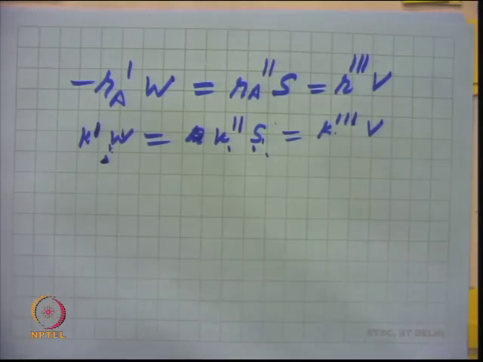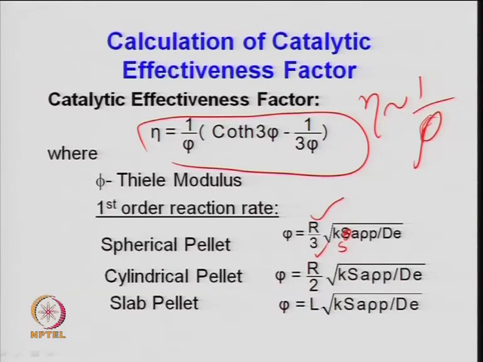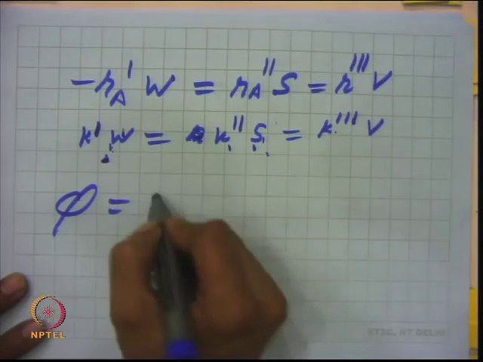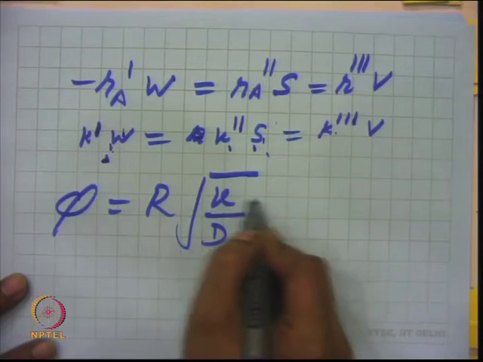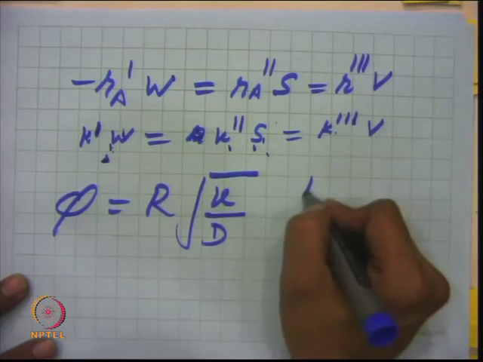So, likewise this is the term written here. K double dash, which is surface area times the rate constant based on surface area times the density of the catalyst. So, the S which is written is the surface area of the catalyst, and this is the density of the catalyst, divided by D. One can write it this way, or one can write this phi directly as R under root of K by D, where this K is based on the volumetric rate constant. So, this is very simple to remember.